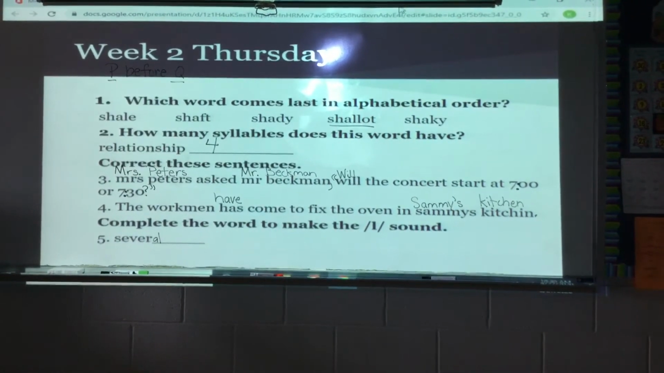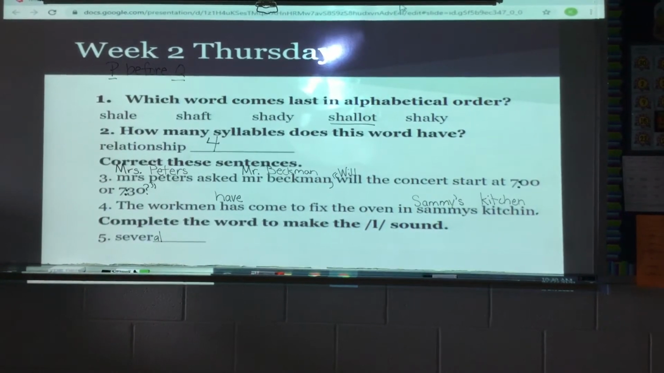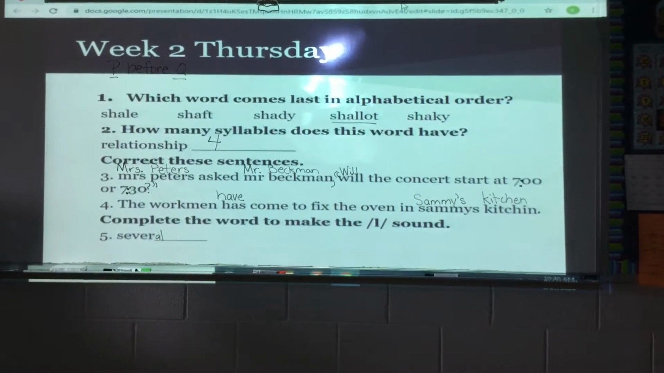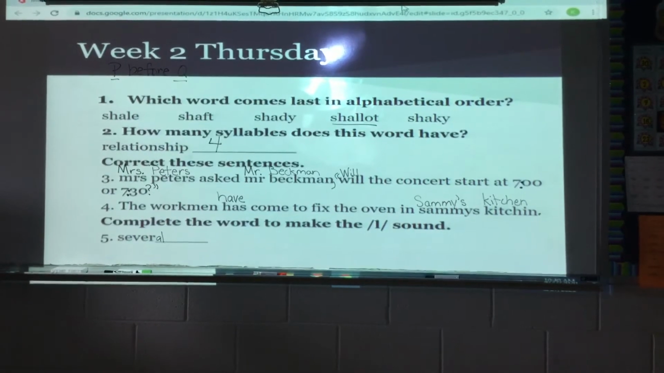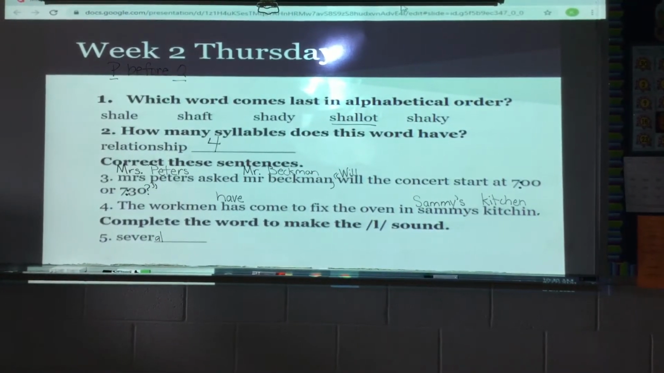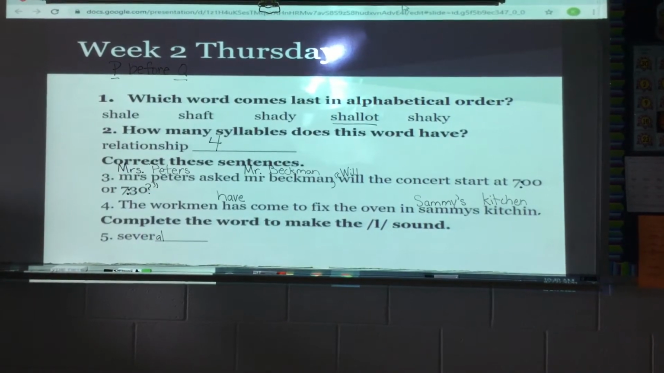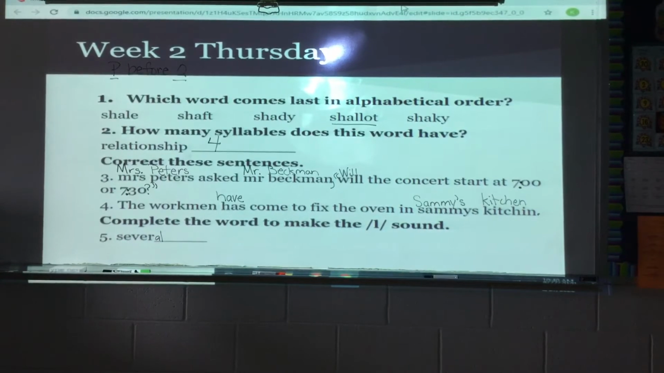So starting back at the beginning, Mrs. Peters is a person, so therefore it's a proper noun and needs to be capitalized. There is also a stopping point after Mrs. We do that with all abbreviations. And so therefore Mr. Beckman should look the same, capitalized and a stopping point after Mr.